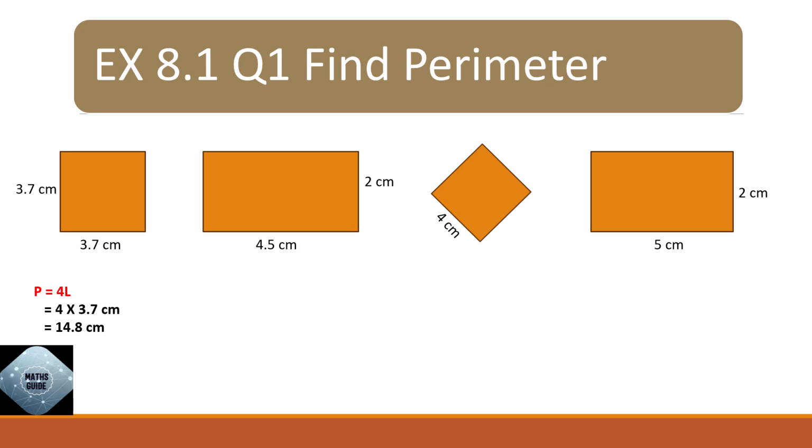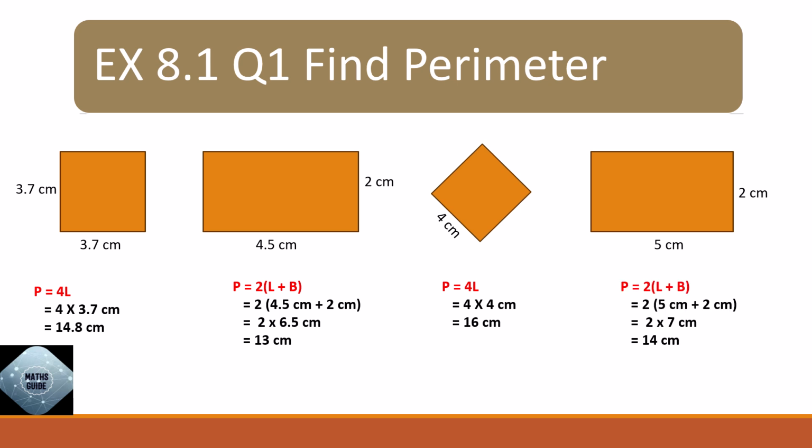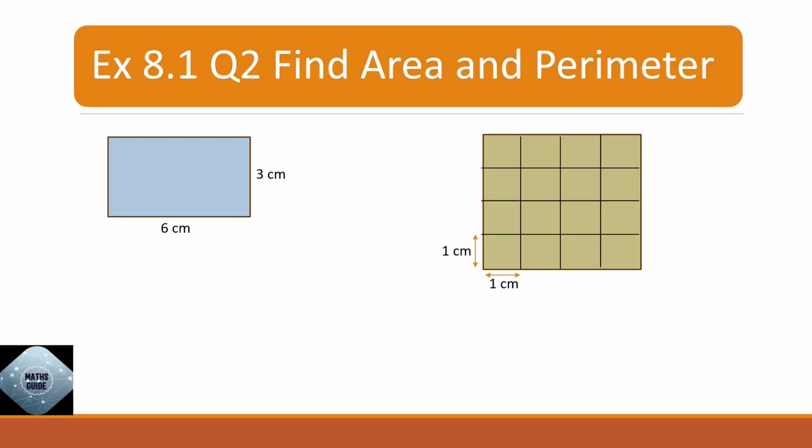The length is 4.5 cm and breadth is 2 cm. So we put the values into the formula. First of all, we have to add the two dimensions and then multiply it by 2 and we get 13 cm. Next shape is a square. Again, the perimeter is 16 cm and in the last shape we have 14 cm perimeter.